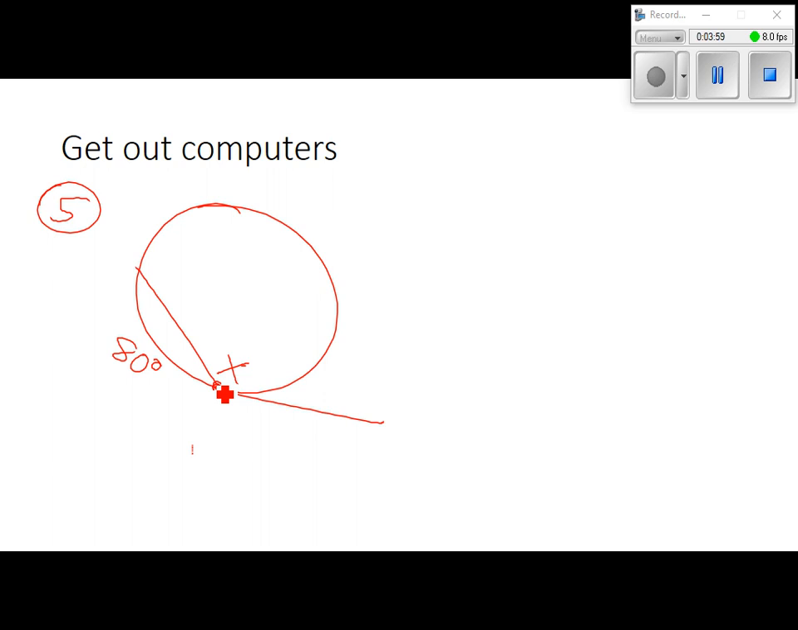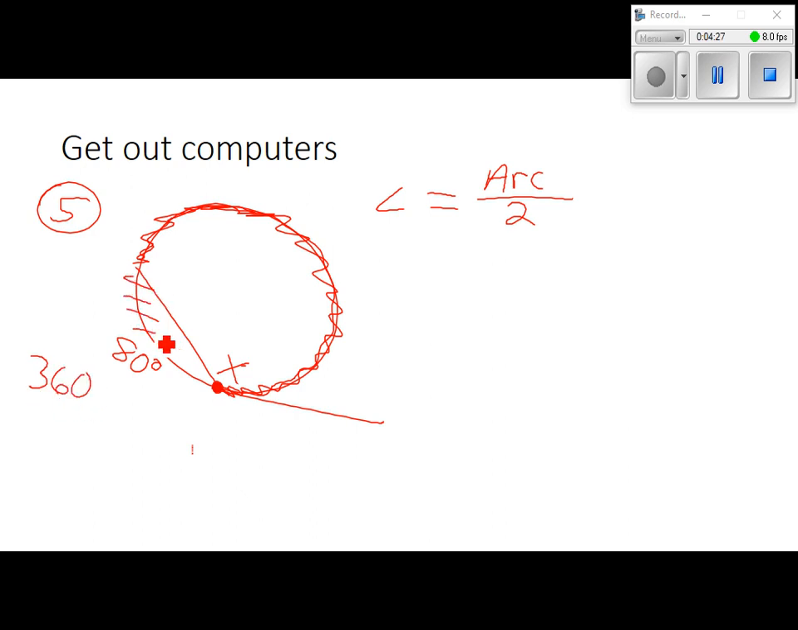Alright, so this angle has its vertex on the circle. Formula for that is angle equals arc divided by 2. Well, the bad thing here is this is the arc, but do we know that arc? But what do you know about a whole circle? It's 360. It's 360 degrees. If this part out here is 80, how can we find the rest of this around to here?